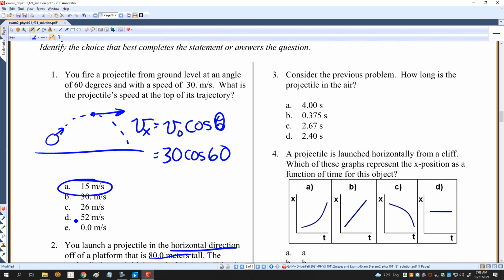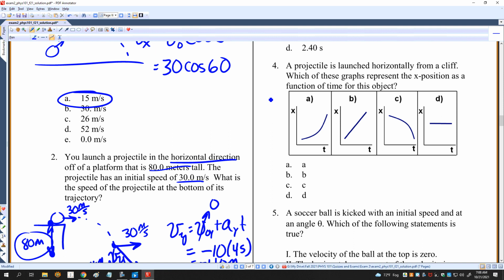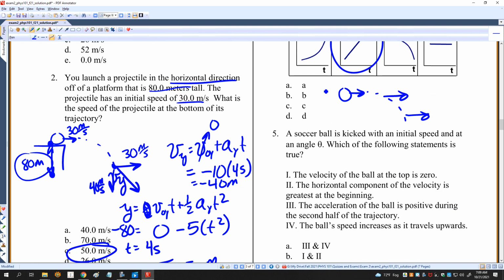How long is the projectile in the air? Well, we answered that en route, so it's 4 seconds. Projectile is launched horizontally from a cliff. Which of these graphs represent the x position? So same scenario. I know that the velocity in the x direction remains constant. That means that the slope of the position versus time graph must also be constant.